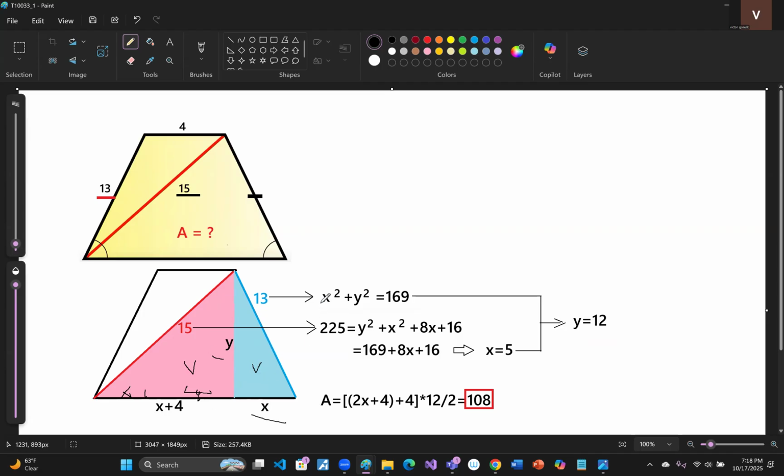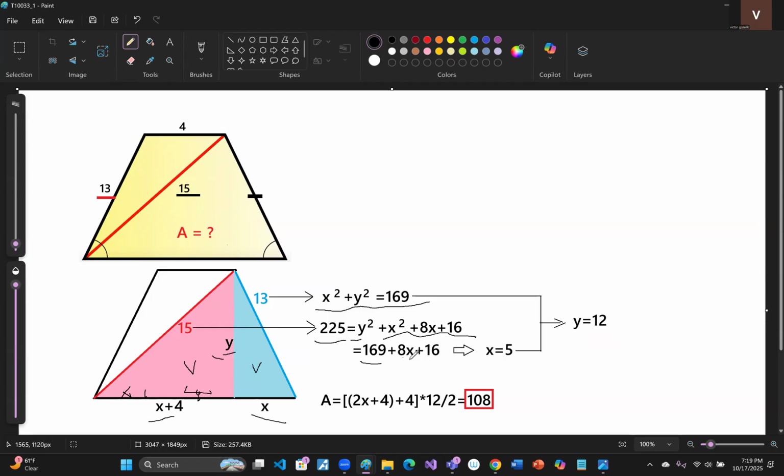Blue: x squared plus y squared is 13 squared. To the pink: 15 squared is equal to y squared plus (x plus 4) squared. Let's use that y squared plus x squared is 169.